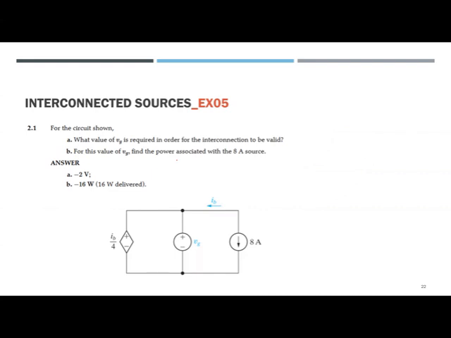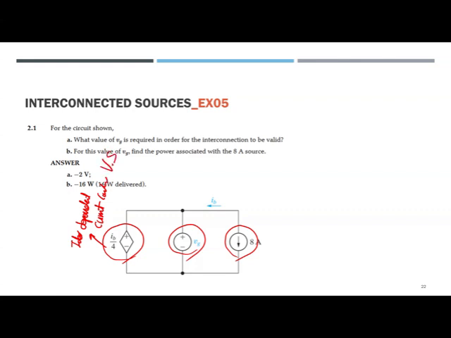This is the circuit. This is the independent current source, the independent voltage source, and that was the dependent voltage source. This is the ideal dependent current-controlled voltage source. What value of V sub G is required for the interconnection to be valid? So the question is, what is V sub G?